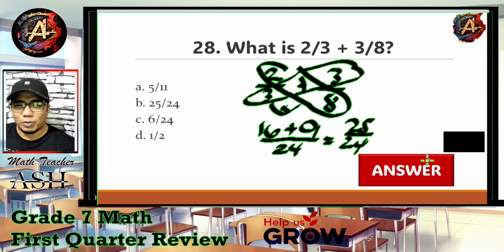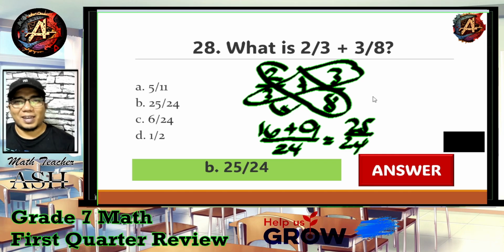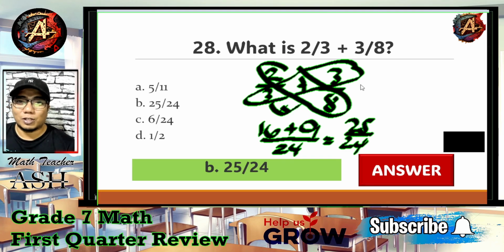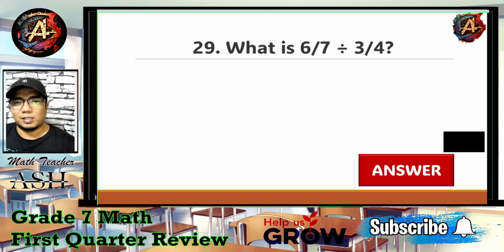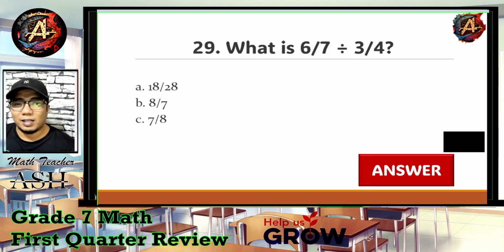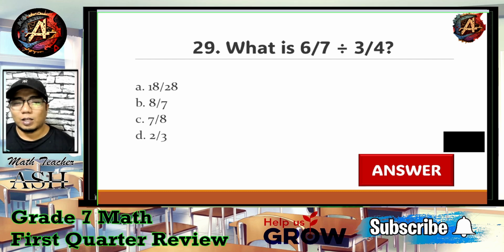Alright, let's check whether we are correct. Okay, my dear math learners, now let us go to question number 29. What is 6/7 divided by 3/4? Is it A, 18 over 28, B, 8 over 7, C, 7 over 8, or D, 2/3? I'll give you 5 seconds to think about your answer.